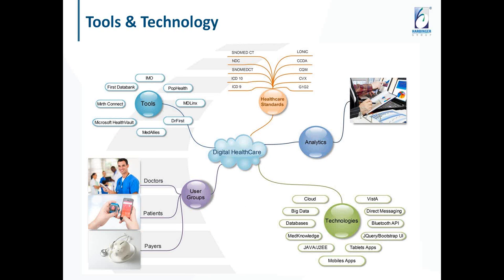There are various tools available in the market which help us to have all these things in place, for example IMO, First Data Bank, Medline Plus, MD Link, and many more. I just listed a couple of those. For example, the IMO tool provides all diseases, procedures, and interventions details, classified by standards like ICD-9, ICD-10, or SNOMED CT. First Data Bank provides all medications approved by the FDA, classified by standards like NDC and RxNorm codes.